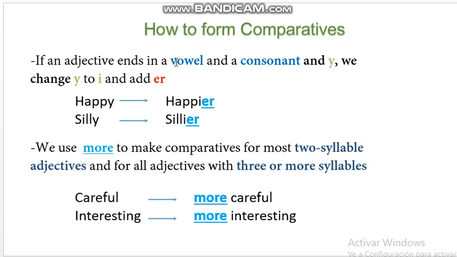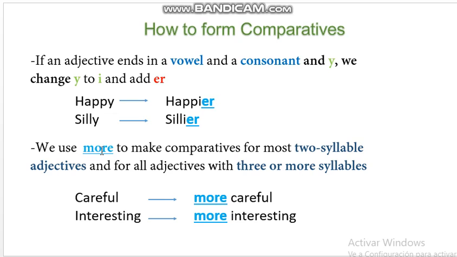But if an adjective ends in a consonant and y, we change y to i and we add er, as I said before. So we have happy and silly. These adjectives end in y. So we change this y to i and we add er, and it becomes happier and sillier.